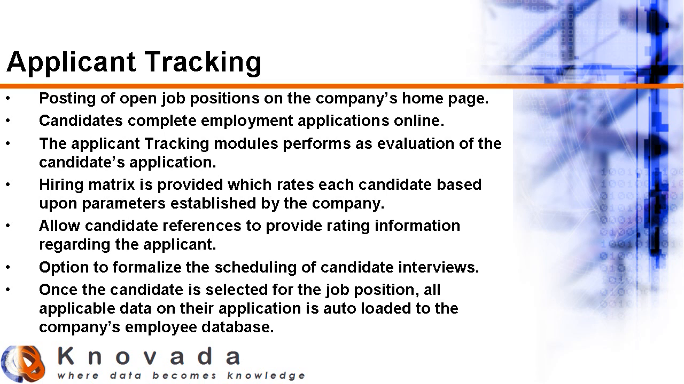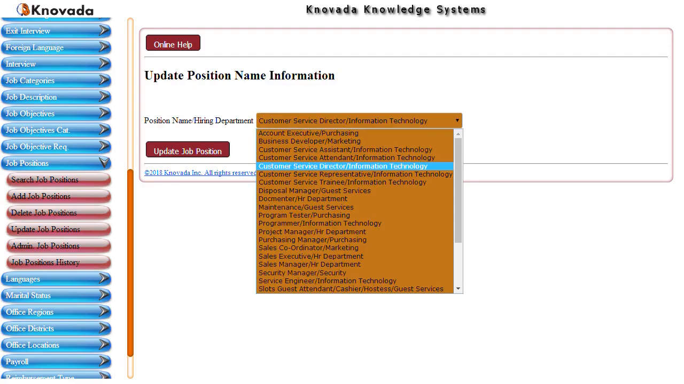Once the candidate is selected for the job position, all applicable data on the candidate's application is auto-loaded into the company's employee database, thereby eliminating any need to manually enter the candidate's information. The applicant tracking module begins with the creation of a job opening for a job position within the company, with a job opening being placed on the company's homepage.